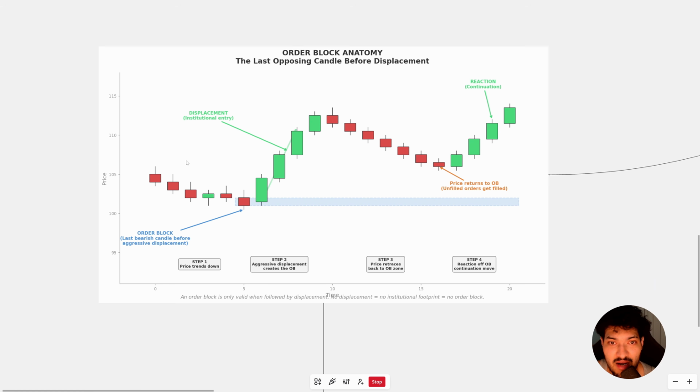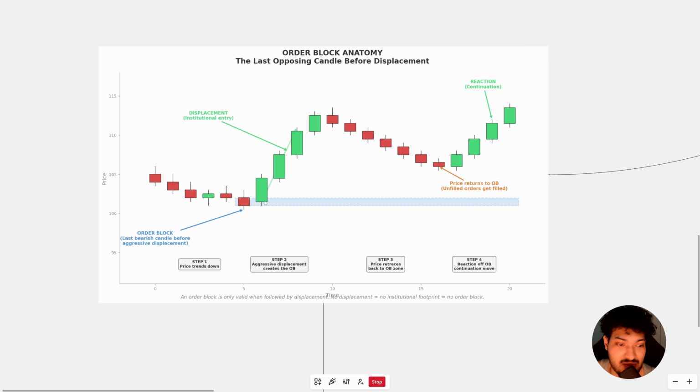So in this case, let's just summarize everything for the order block, right? Step one, price goes down. Then we have that aggressive displacement that creates the order block right here. And then price will retrace back to the order block zone and then continue off that order block to go higher. Now, in this case, we're just using this range as an example. If we were in the bearish sense, this green candle would be the bearish order block. But obviously, it's a little bit more complex than that, rule wise.